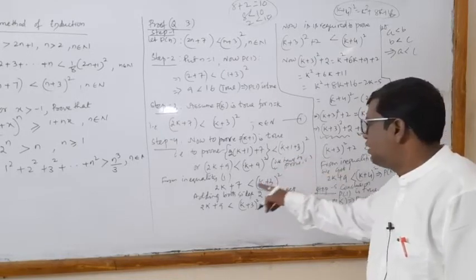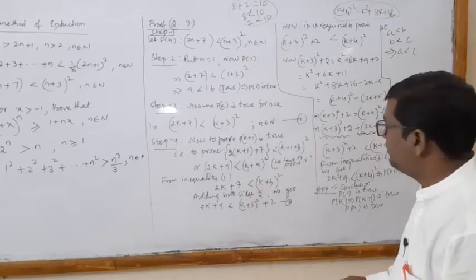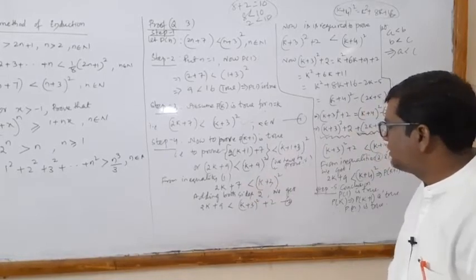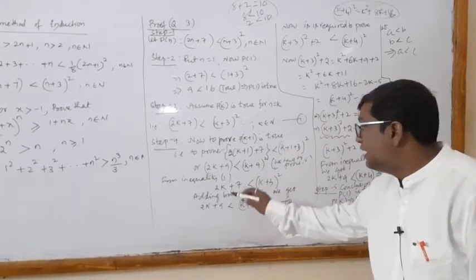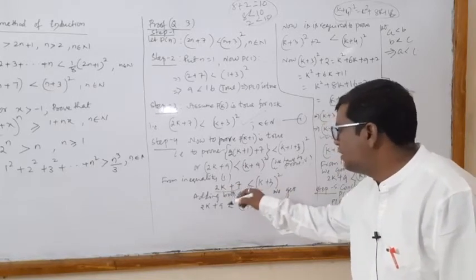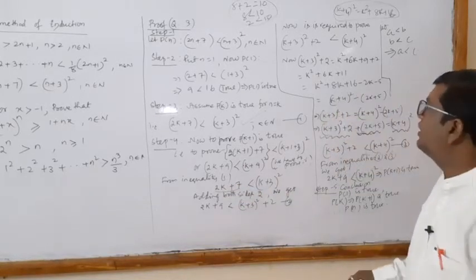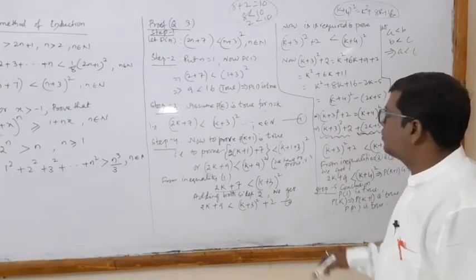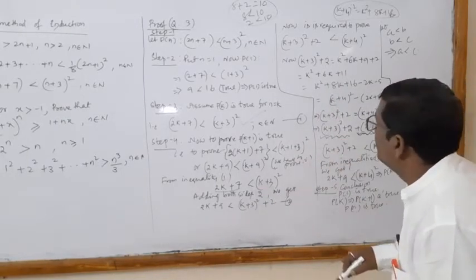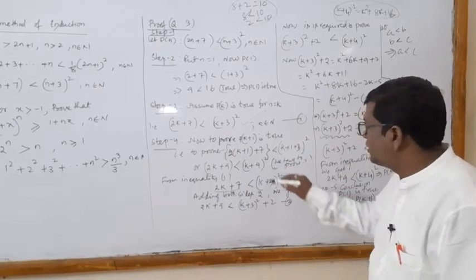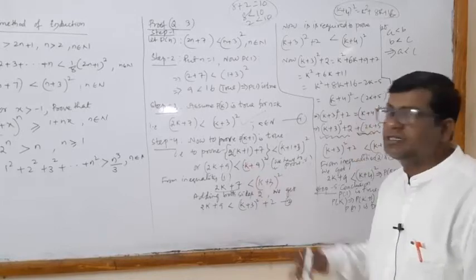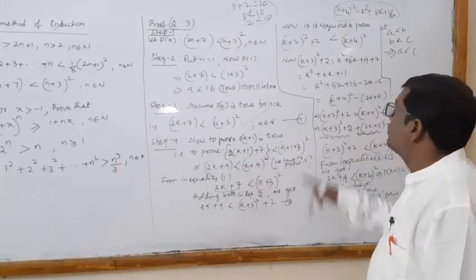Now from inequality 1, this 2k plus 7 is less than (k plus 3) whole square. To get 2k plus 9, here 2k plus 7 is present, so add 2. Adding 2, we get 2k plus 9 is less than (k plus 3) whole square plus 2. Now we have to prove that (k plus 3) whole square plus 2 is also less than (k plus 4) whole square.